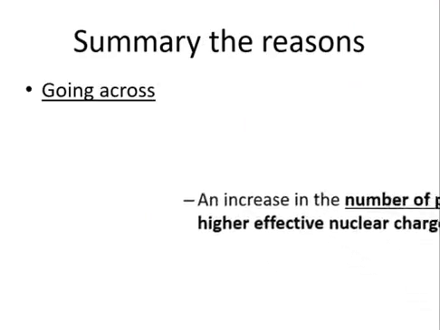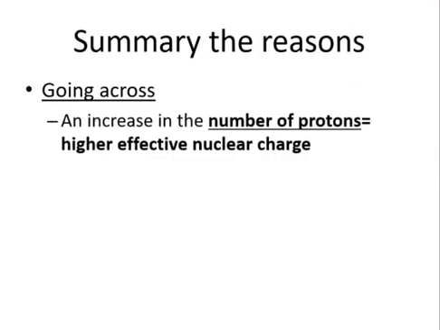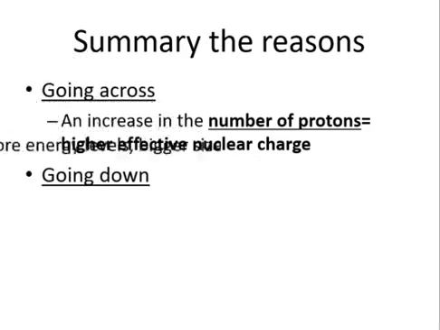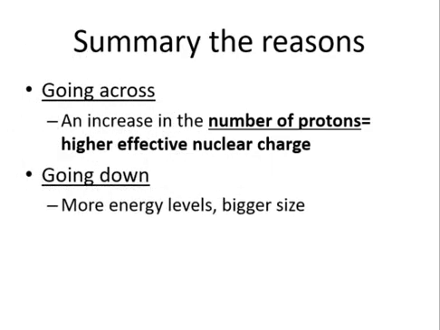Everybody's reasons are the same for going across. The reason is you keep gaining protons, so you have a higher effective nuclear charge. For any reason going down, the answer is you keep getting bigger because you have more energy levels and more shielding electrons. So our reasons for why that happens as we go down are the same, no matter whether you're talking about atomic or ionic radius or electronegativity and ionization energy.